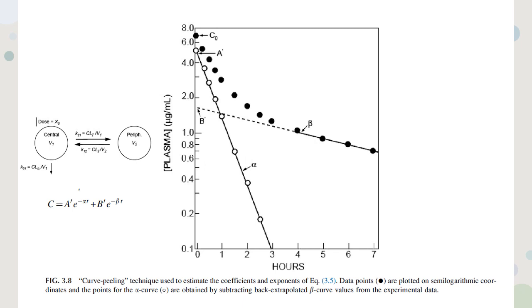Now your model is just going to look like that, C equals A prime e to the minus alpha t plus B prime e to the minus beta t, over there on the left. So basically, you're adding those together, and if you added these two straight lines together, you would get a line that approximates the actual concentration. All right.